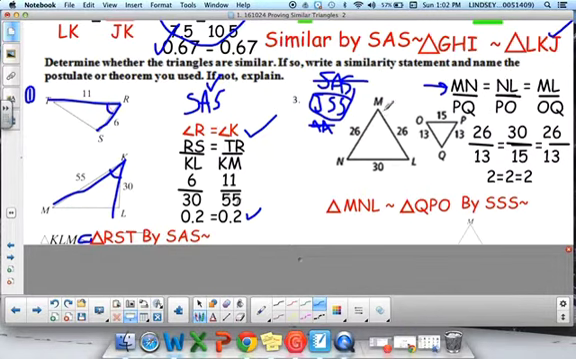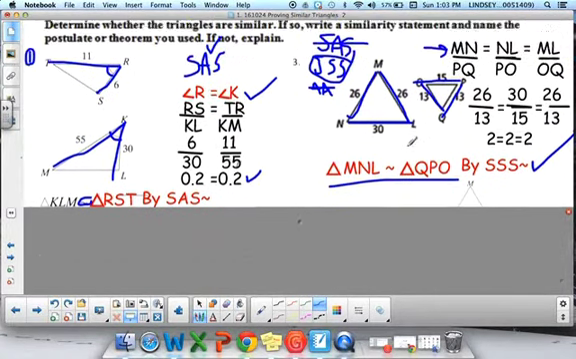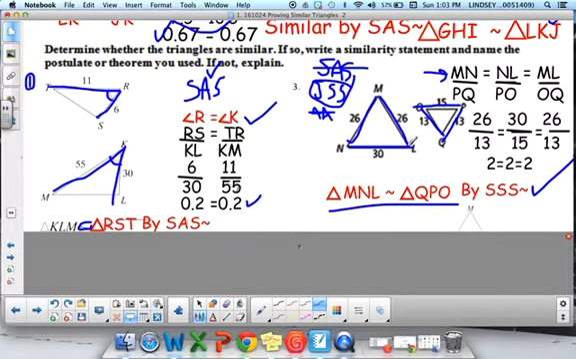When I plug this in, ML should correspond to PQ, NL should correspond to PO, and ML should correspond to OQ. When I plug my numbers in, yeah, 2 is equal to 2 is equal to 2. So these two triangles are similar by side, side, side. I don't need to know anything about the angles. That's enough. So I want you to try these next two on your own. Can you prove these are similar? Pause the video, see if you can.